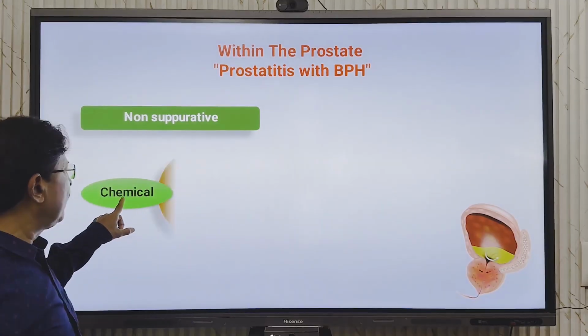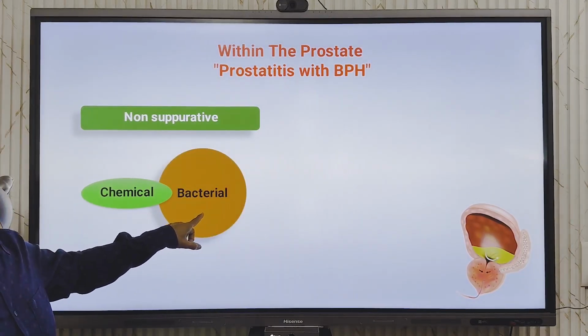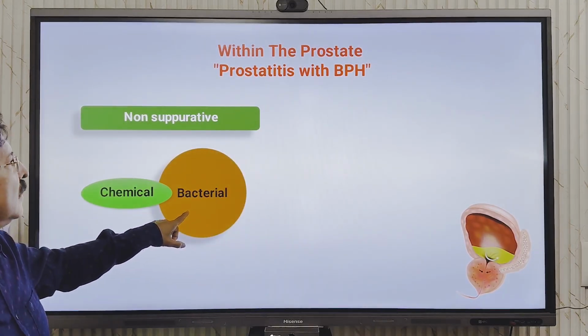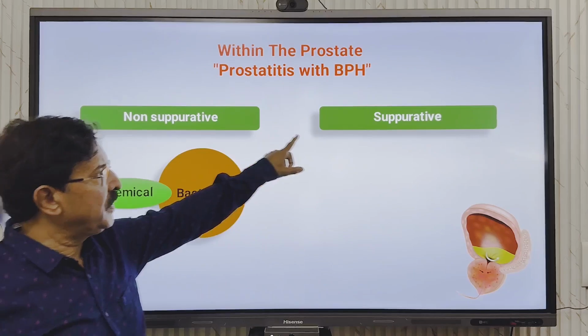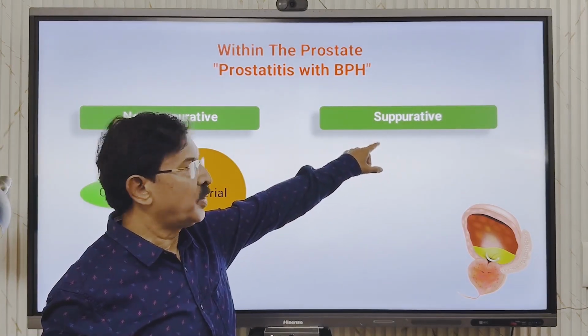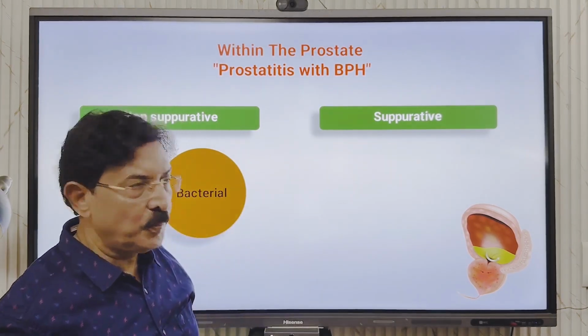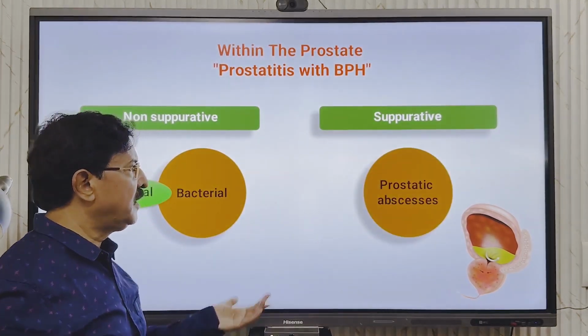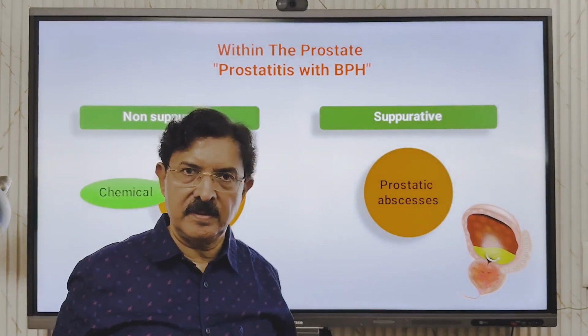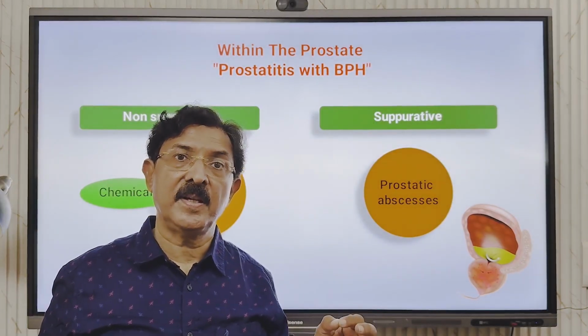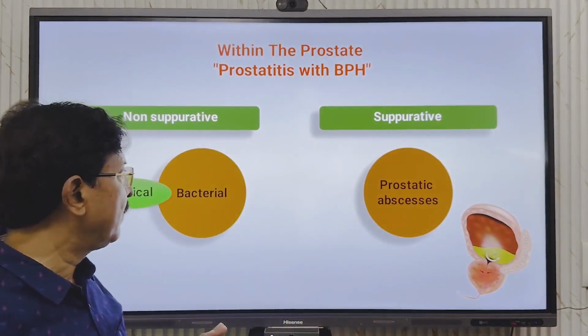Subsequently, this chemical prostatitis can become bacterial prostatitis. In other patients, you can have prostatitis with pus formation, the suppurative prostatitis, and these are prostatic abscesses, which can be micro abscesses or even macro abscesses sometimes.